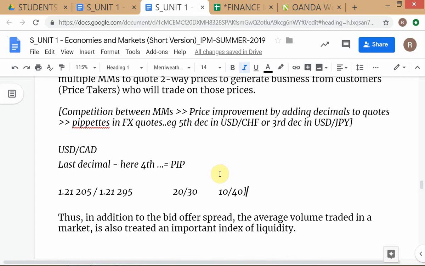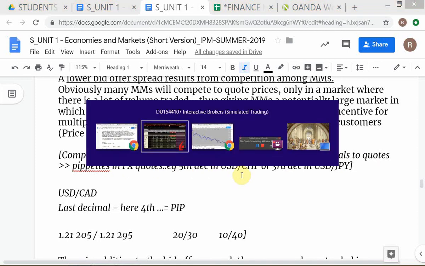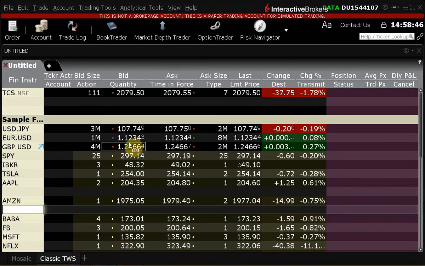Just the idea of price improvement by adding decimals to quotes, okay? These are called pipettes in FX quotes. Fifth decimal in dollar Swiss or third decimal in dollar yen. So what I'm trying to illustrate here is just this, okay? Please pay attention, guys, last few minutes. Just an example of how competition among market makers has led to adding decimals and tightening the spread.